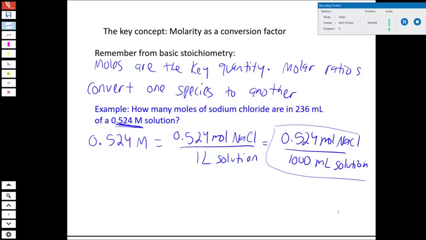All right, so then what we can figure out for this example here is if we want to find moles of sodium chloride in that solution, we start with the volume that we're given, which is 236 milliliters.